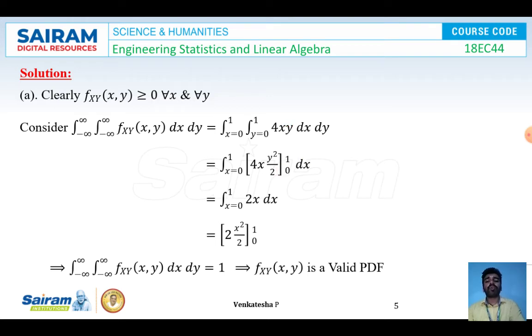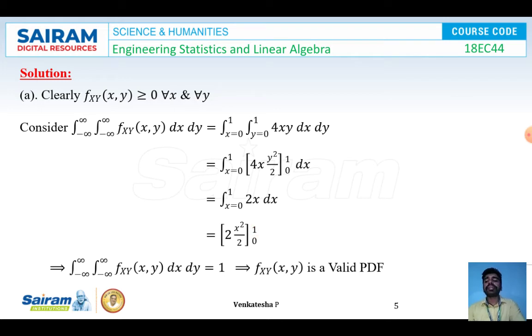So I can cancel this 4 by 2, so it will become 2x. Applying the limit y is equal to 1 as upper limit and lower limit is 0. So I got the expression like integration x from 0 to 1, 2x dx. Now integrating this function again with respect to x, I got 2 into x square by 2 between the limit 0 to 1. So now after applying the upper limit, I got 1 by cancelling 2 and 2, and for lower limit it is 0.